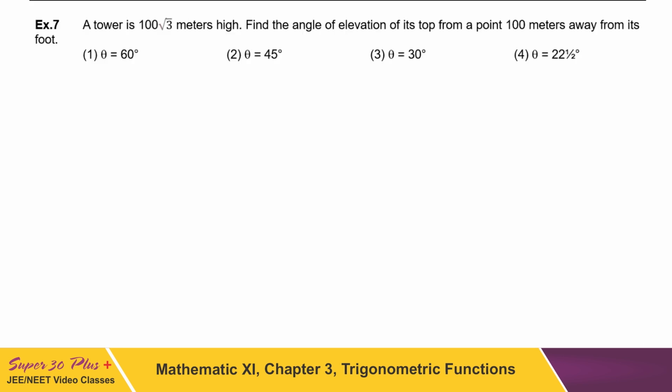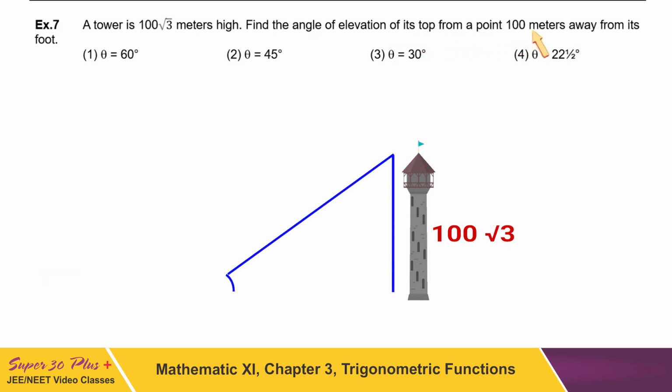Students, let's see one more example. A tower is 100 root 3 meter high. Find the angle of elevation of its top from a point 100 meters away from its foot. Option 1, theta is equal to 60 degree. Option 2, theta is equal to 45 degree. Option 3, theta is equal to 30 degree. And option 4, theta is equal to 20.5 degree.